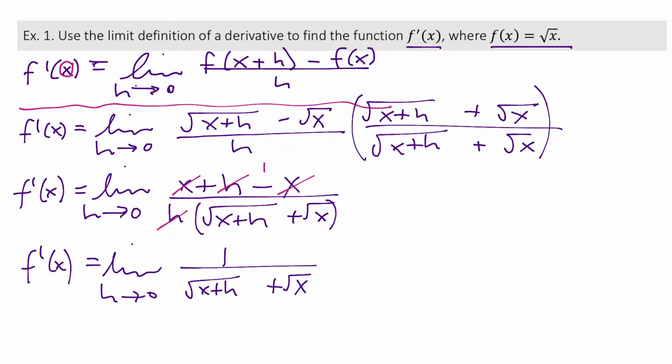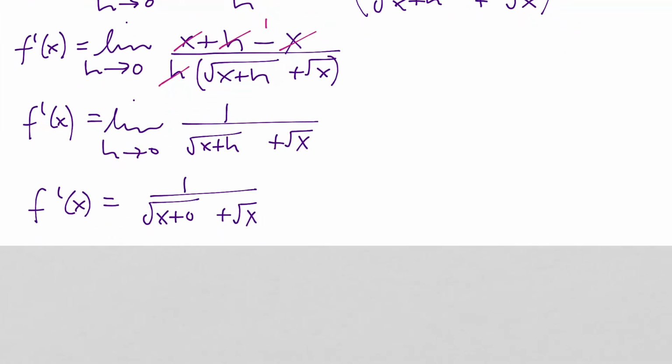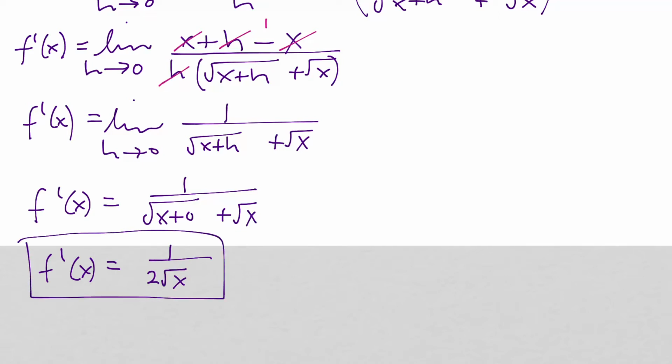Now we can go ahead and substitute 0, and we'll be able to evaluate this limit. f prime of x is 1 over the square root of x plus 0 plus the square root of x, which is just square root of x plus square root of x in the denominator. So I have 2 square roots of x. This is f prime of x for the square root function.